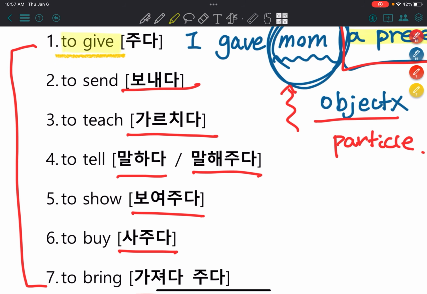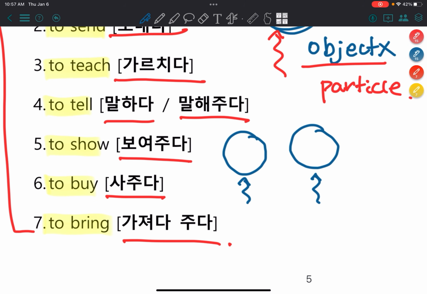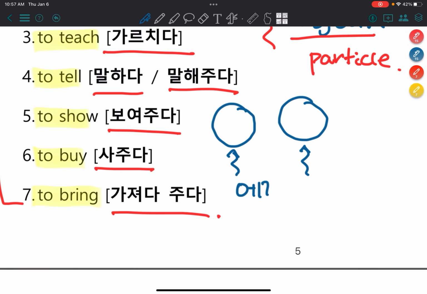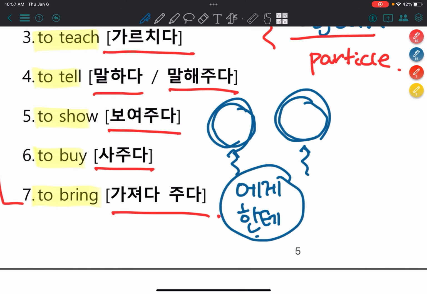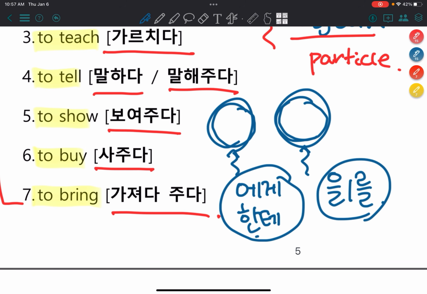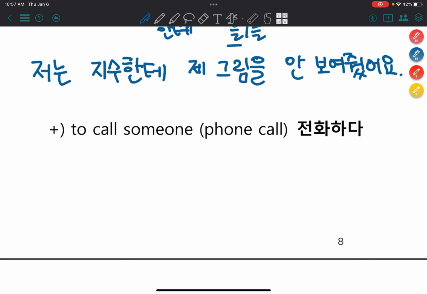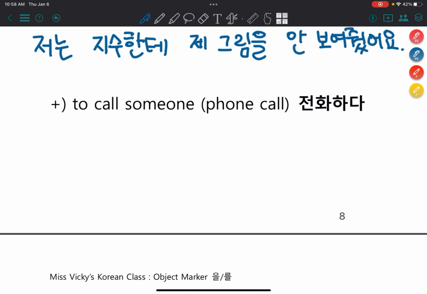Okay, so we covered all the 7 verbs that I wrote here. These are the verbs that require the receiver and a direct object that is being directly done, right? And for the receiver, you mark them with 에게 or 한테, literally meaning to, right? To that person. And for direct object, you can mark them with 을, because it's something that is directly done to those people. Before we move on to the second group, there are more verbs that I brought.